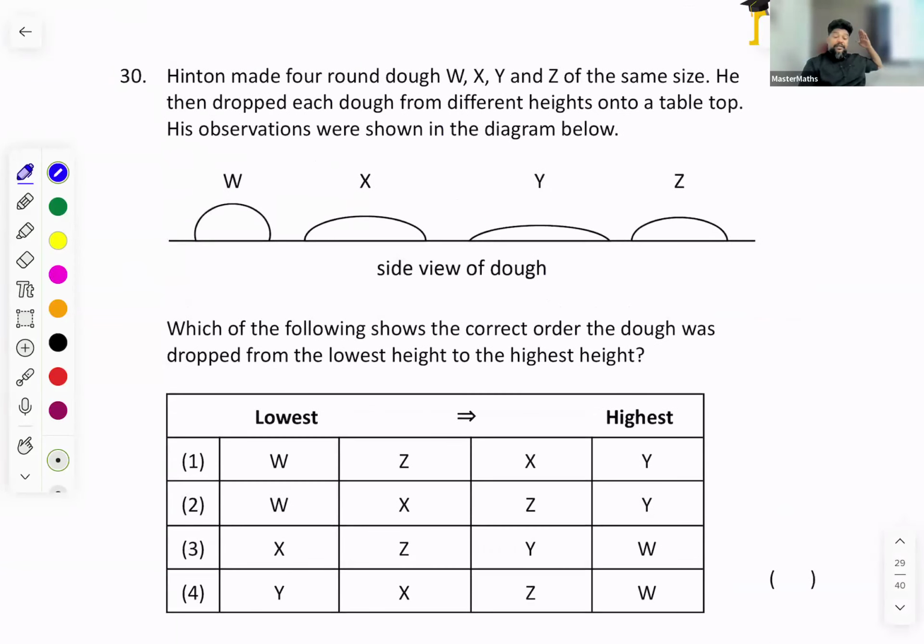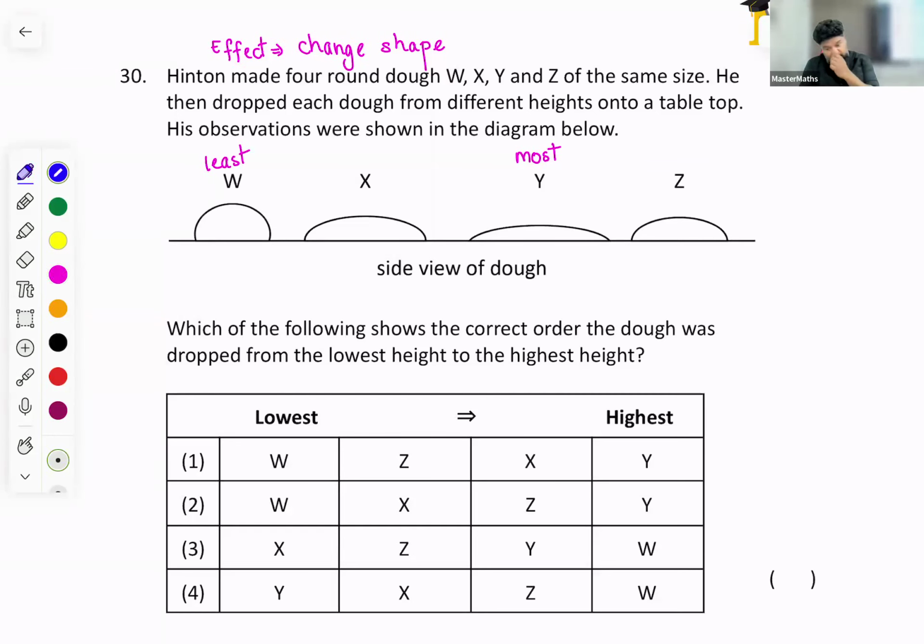Last question. What is the effect of the force? The concept here: the greater the force, the greater the effect. What is the effect of the force here? The effect is to change the shape. Which one changed the shape the most? Which one changed the least? W changed the shape the least.